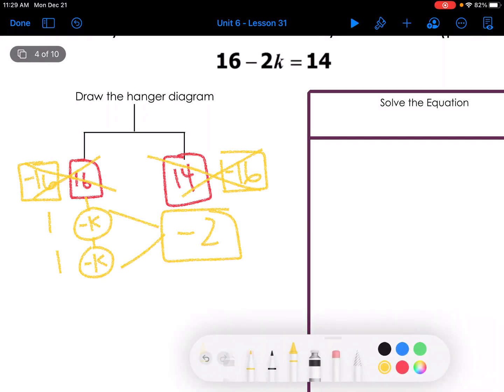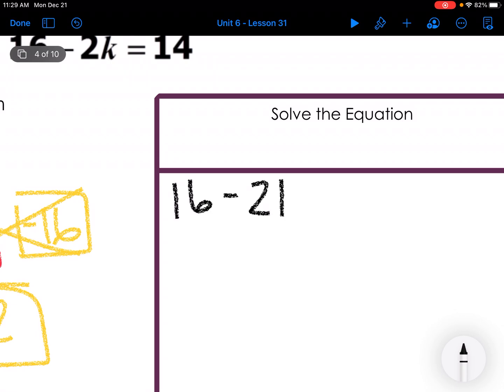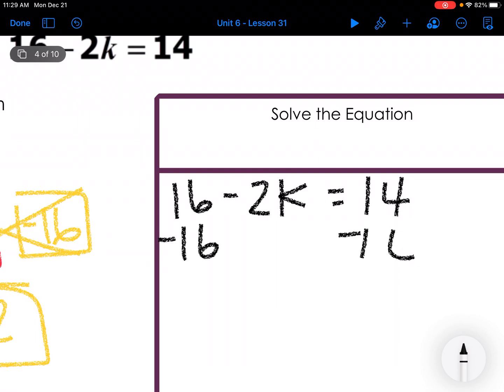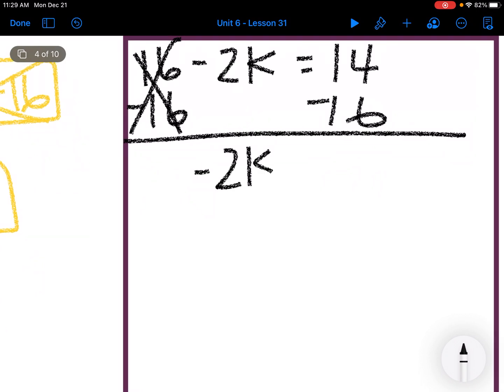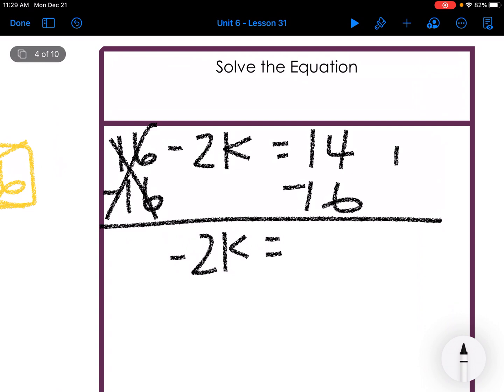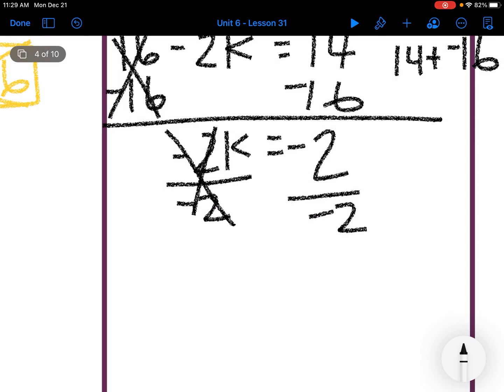Okay, so now I'm going to show you how to solve it traditionally. So we have 16 minus 2k equals 14. So I'm going to have a negative 16, because a positive and a negative zero out, and I'm left with negative 2k equals 14 plus a negative 16. Signs are different. I have to subtract, and I get negative 2. So when I multiply by negative 2, the opposite is to divide by negative 2. I'm left with k equals 1.